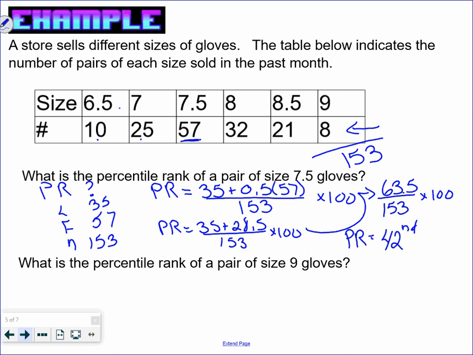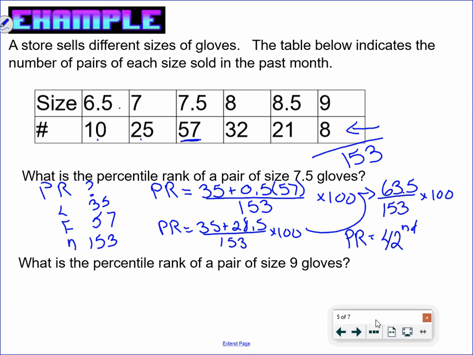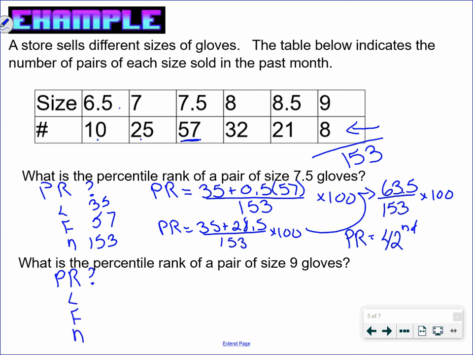For the next one, what is the percentile rank of a pair of size 9 gloves? So again, we are going to list out what we know. We are looking for the percentile rank. From the last question, we know that N is 153. That's how many gloves are sold in total.